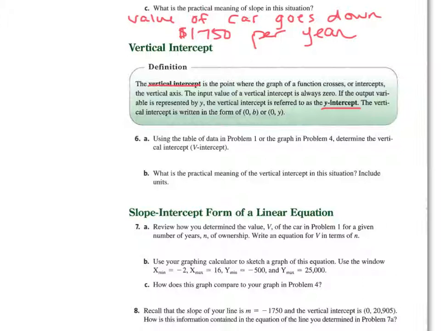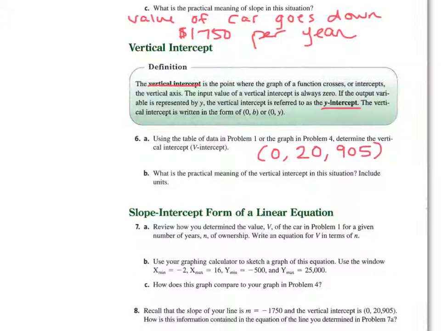So if you look back at your graph, I'm not going to flip back slides because I think this is when the videos kind of get messed up. But if you look back at the graph you did on the previous page, you'll see it crosses the y-axis at the point 0, no, I guess I need to grab that number. I think it's 20,905.